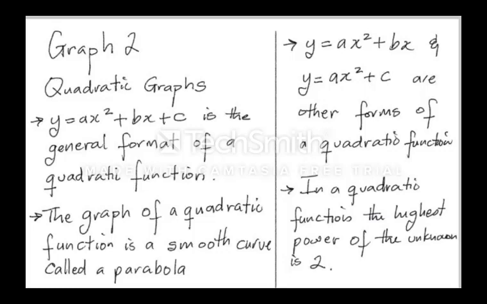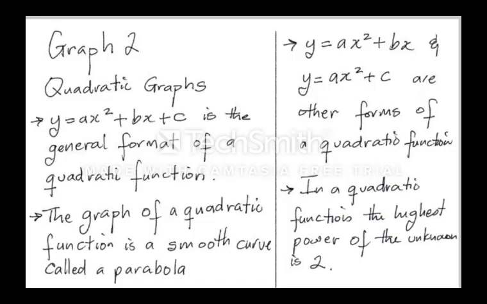All right, guys. This is graph 2. For graph 2, we're going to look at the quadratic graph, and more particularly, we'll be looking at the positive x squared graph. I started by saying that y is equal to ax squared plus bx plus c is the general format of a quadratic function.